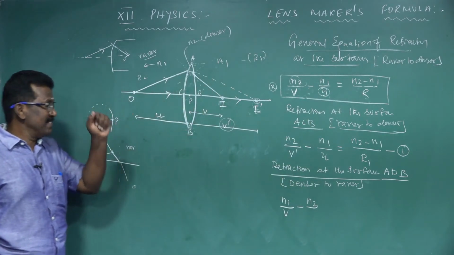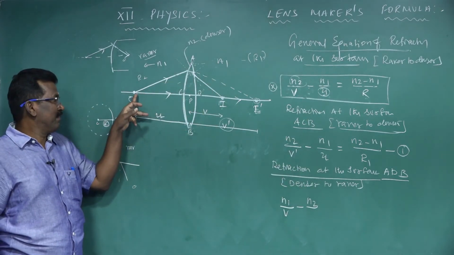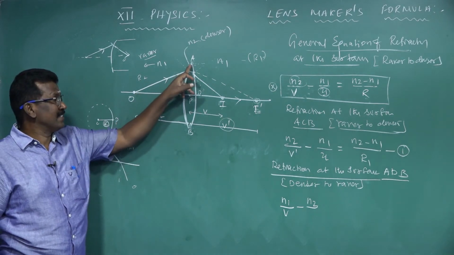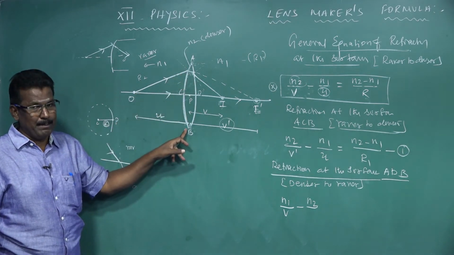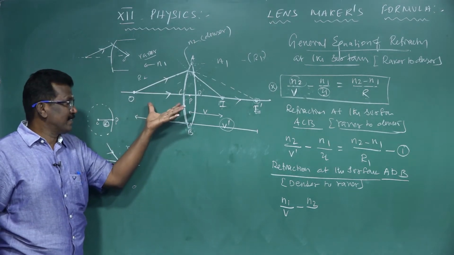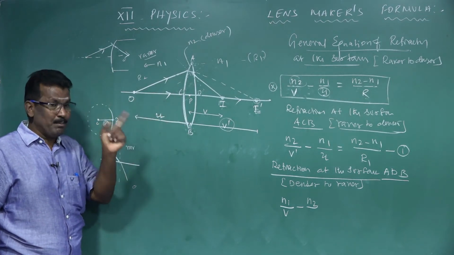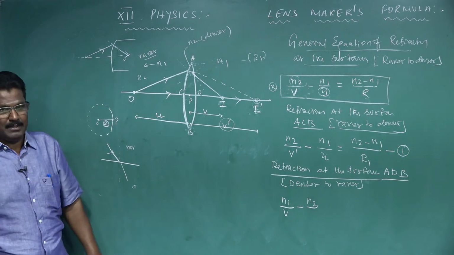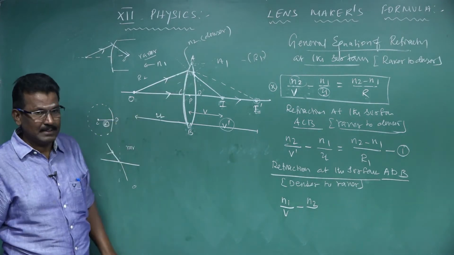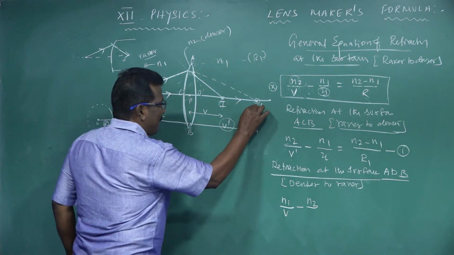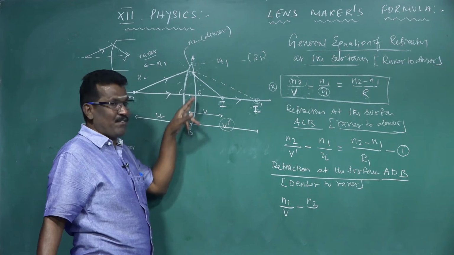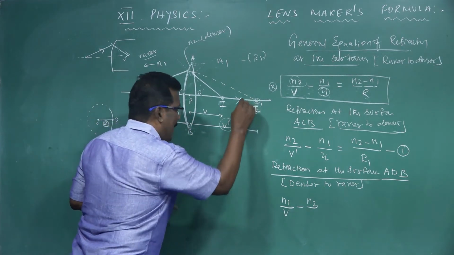U is the object. In the previous case, the light coming from O, that is the object placed in the rarer medium, is incident on the surface ACB, which is a denser medium. Light travels from a rarer medium to a denser medium. The object distance between the pole and O is U. But in this case, where is the object? This point O is not acting as an object for the second surface. The point I prime acts as an object for the second surface. So I prime acts as a virtual object.